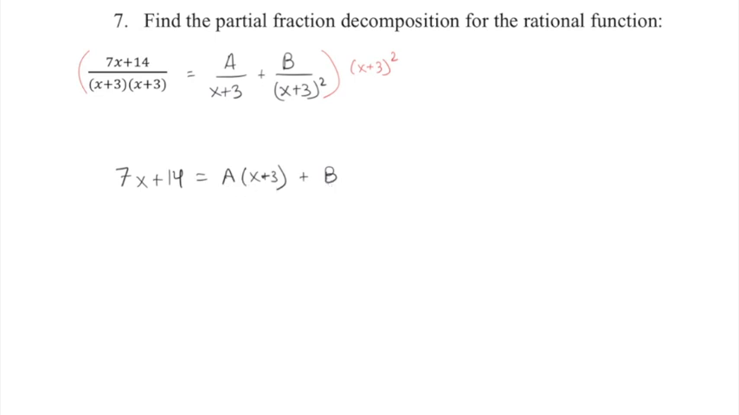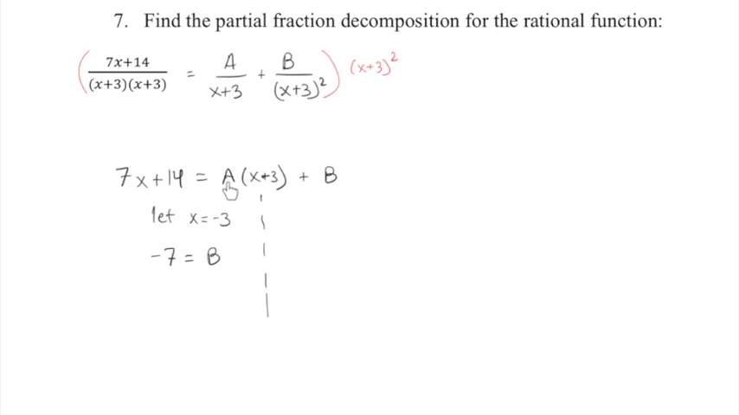So at this point, the process I described in class was choosing a convenient value. So if I wanted to solve for b, I'd have to cancel a, meaning that I could make this term turn into 0 by letting x equal -3. So if we let x equal -3, then here we get -21 plus 14, which is -7. Here, -3 plus 3 is 0, so a disappears, leaving just b. So b equals -7.